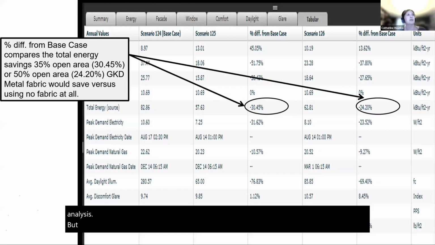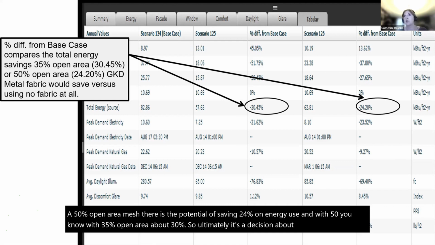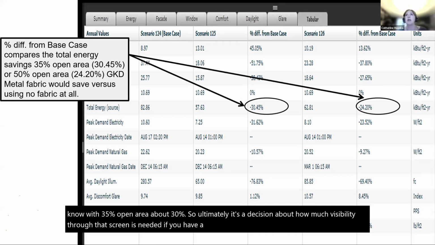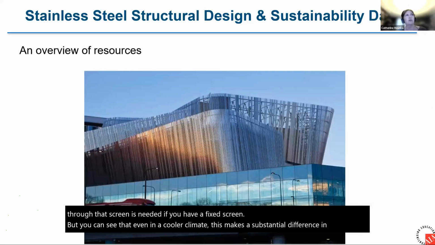But there is a substantial difference, and ultimately, with a 50% open area mesh, there's the potential of saving 24% on energy use, and with 35% open area, about 30%. So ultimately, it's a decision about how much visibility through that screen is needed if you have a fixed screen. But you can see that even in a cooler climate, this makes a substantial difference in your energy use.